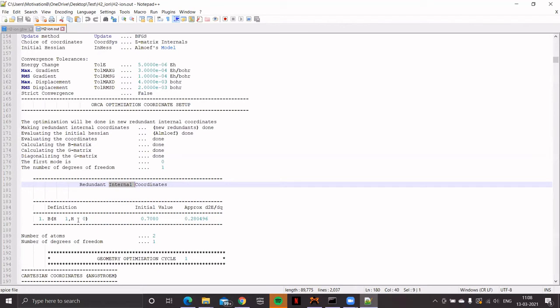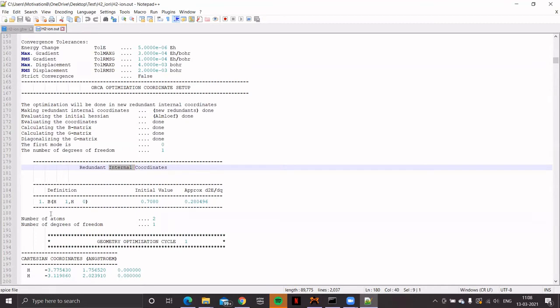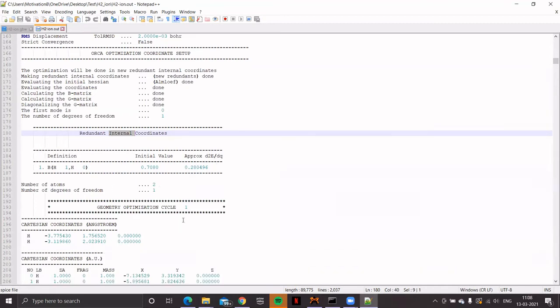So to one atom, they assign the number 0. To another atom, they assign the number 1. So between atom 0 and atom 1, where 0 is one hydrogen atom and 1 is another hydrogen atom, the bond length is 0.708. So right now, they have taken 0.708 angstrom. And the total doubly differentiated their energy. So the number of atoms is 2. Degree of freedom, in this case, is only 1. Now they are starting the geometry optimization.